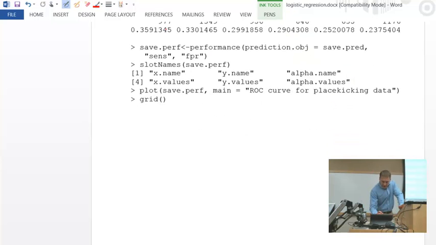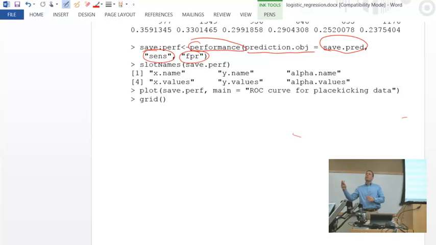Then once you do that, next you have to use another function inside the package called performance. And this calculates overall performance measures using the information that we had from the previous function. So I say prediction.obj for the first object. I save the stuff from the prediction function, save.pred. And then after that, I specify, well, what overall measures am I interested in? Well, I'm interested in, and this is just the syntax, look at the help for the function, the sensitivity, and the FPR, false positive rate. There is another argument that you could use in there that we'll look at later called AUC, if you want just the area underneath the curve.